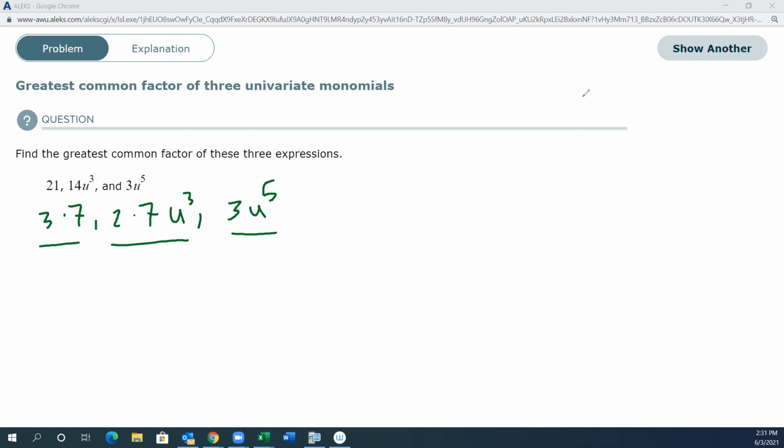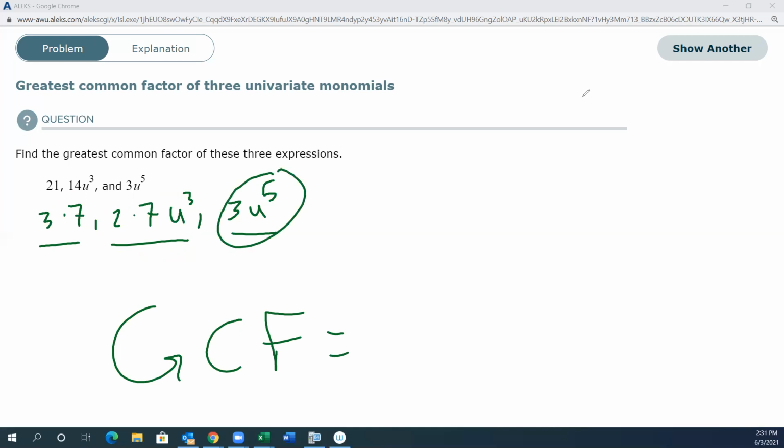Okay, so the minimum number of 3's they have is no 3's. So no 3's go in the GCF. The minimum number of 2's is 0, because a couple of them don't have any 2's. So no 2's in the GCF. Minimum number of 7's is 0, because one of them doesn't have any 7's. And the minimum number of u's is 0. So there's nothing to pull out of this. So it's just 1. Very anticlimactic.